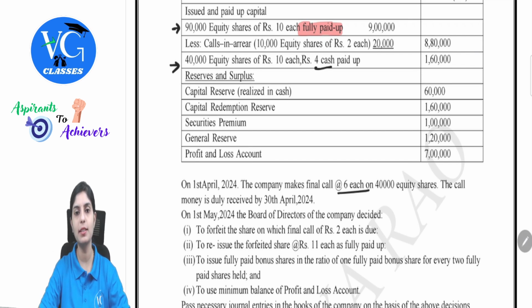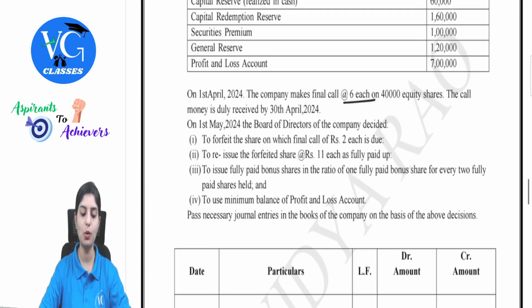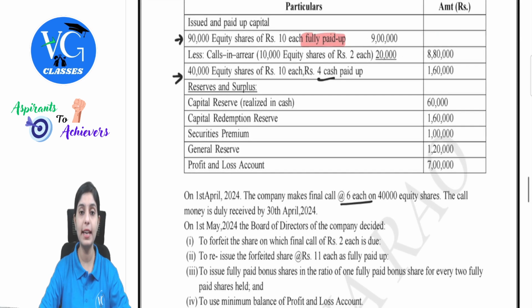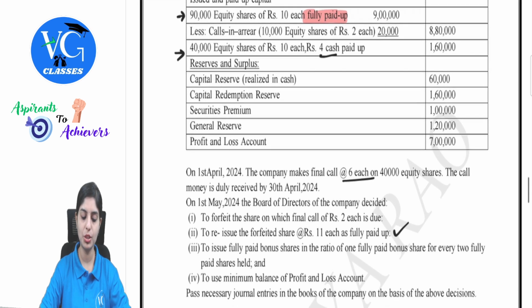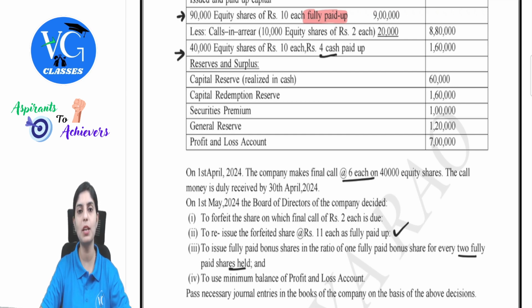This is the same point as we discussed in the previous question. On 1st May, the board of directors decided, a very important observation, to forfeit the shares on which the final call of 2 each is due. That is what we saw. There was a calls in arrears of 2 each. They are forfeiting that, that is cancellation, to reissue the forfeited shares at 11 each as fully paid up. So they are further reissuing this at a premium, that is 11. To issue fully paid bonus shares in the ratio of 1 fully paid bonus share for every 2 fully paid shares held, and to use the minimum balance of the P&L account. Pass necessary journal entries in the books on the basis of the above decisions.